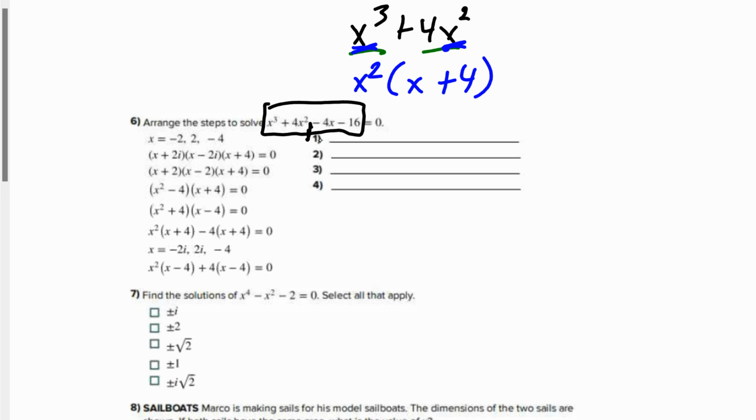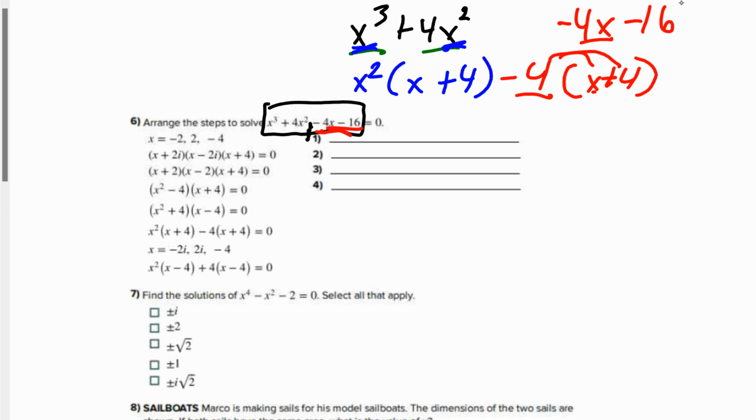Now, when I group these two together, this negative 4x minus 16, I know I'm going to get in my parentheses an x plus 4. So what times x gives the negative 4x? That would be a negative 4. Now those parentheses are the same, because if I distribute this, I get negative 4x minus 16, so I know I did it correctly.